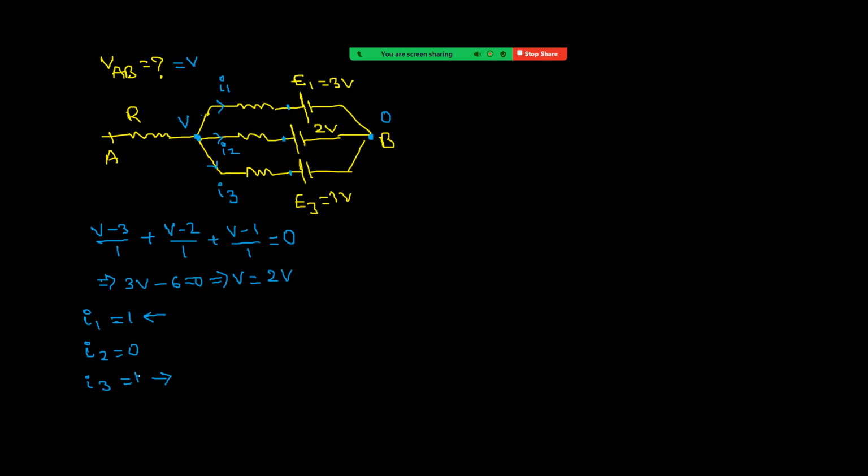So the first part was finding the potential difference between points A and B. We got V value 2, so the potential difference between A and B is 2 volt, right? And we have now got the currents.